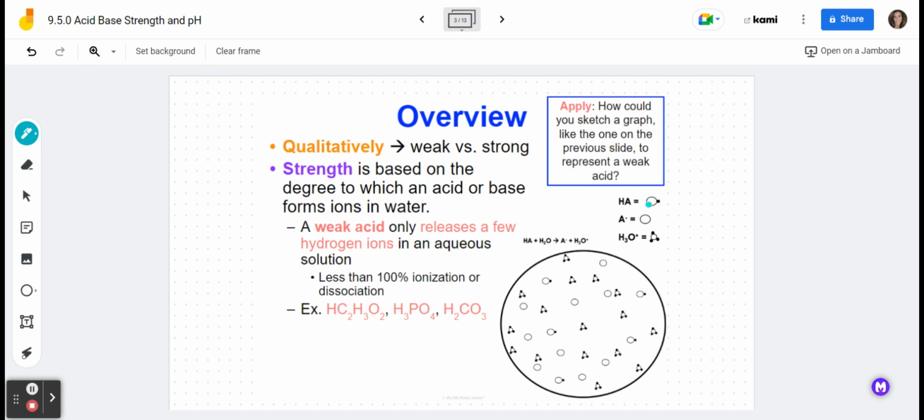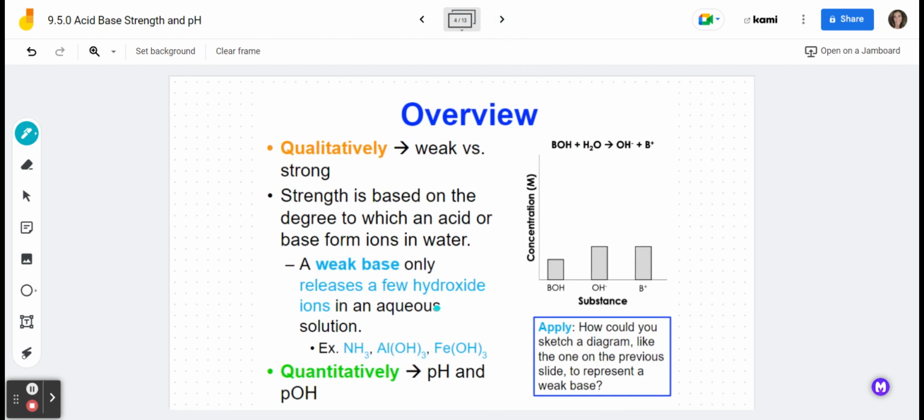So for example, if you look at your original acid, it has this symbol here, you'll see that they're still remaining even after they are put in solution. So this is acetic acid, for example, phosphoric acid, carbonic acid. These are all considered weak acids. They don't produce a lot of H pluses or hydronium ions.